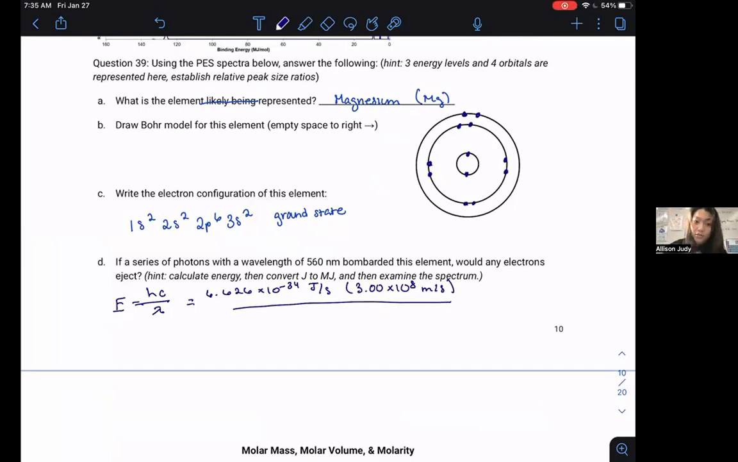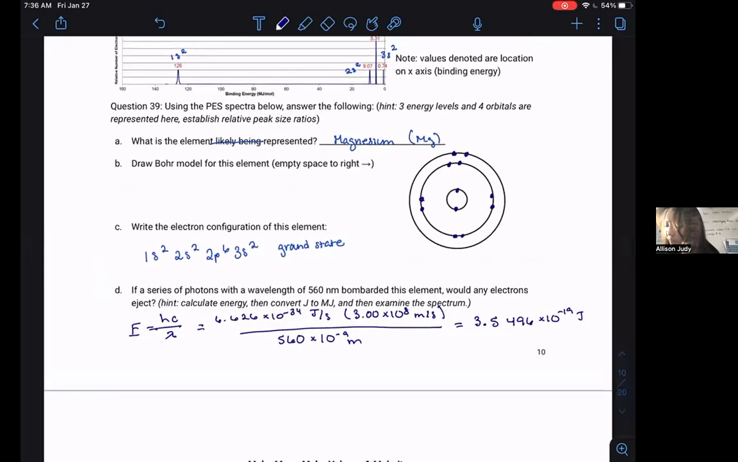The wavelength is in nanometers, but we're going to convert nanometers into meters in order for our units to be compatible in this equation, because we want to cancel out meters and seconds and be left with just joules. So we're going to turn this into 560 times 10 to the negative 9th meters, which is equivalent to 560 nanometers. And we get that the energy we're shooting at this element with is, let's say, 3.5496 times 10 to the negative 19 joules.